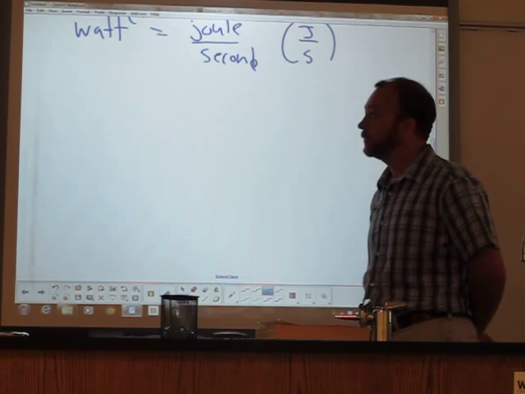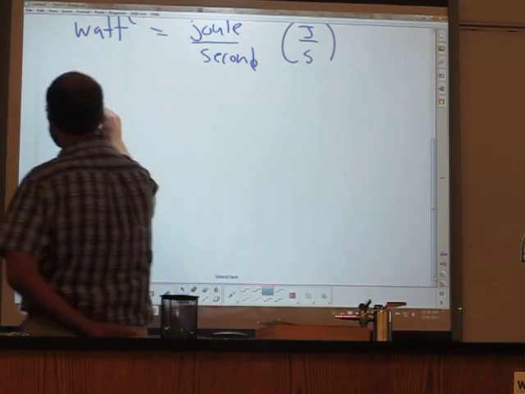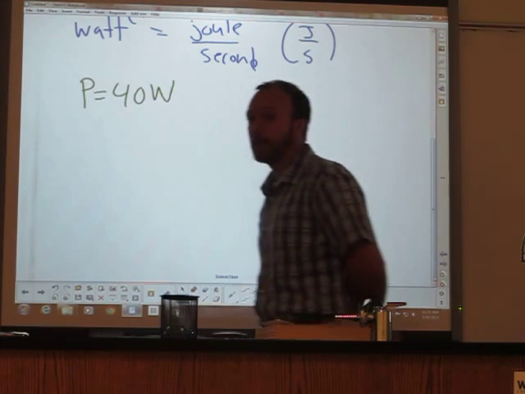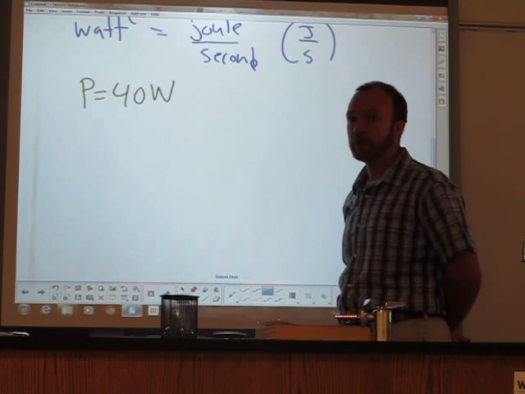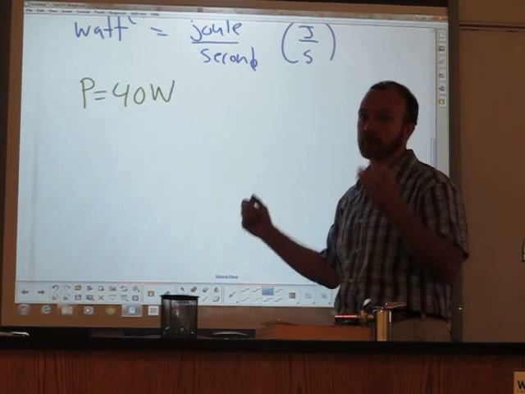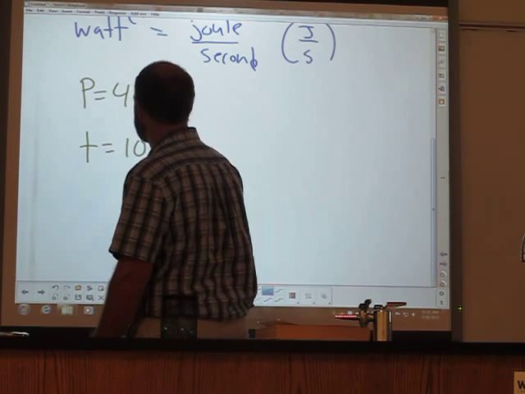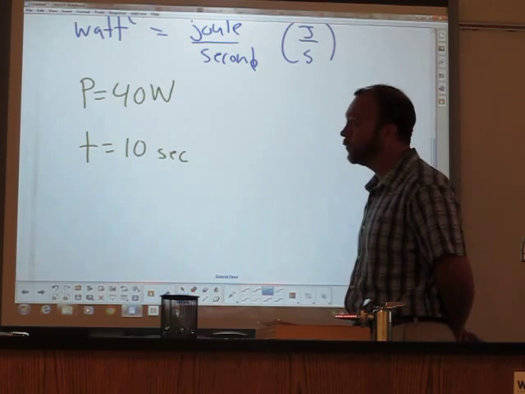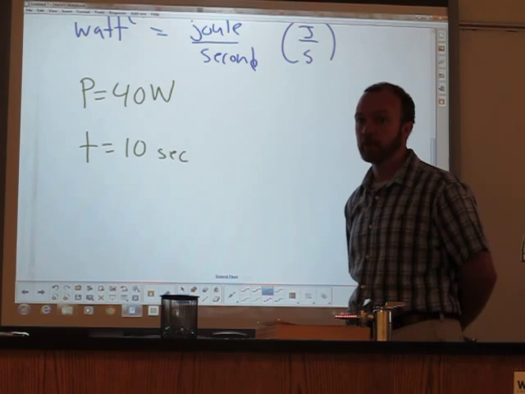Okay, for my example, let's say that we have a 40-watt light bulb. That means when the light bulb is on, it's using power at a rate of 40 joules per second. Let's say that we leave our light bulb on for 10 seconds. And I ask how much energy is used during that time. One way to do that is with the formula. I don't want to do it that way. I want you to think about unit analysis.